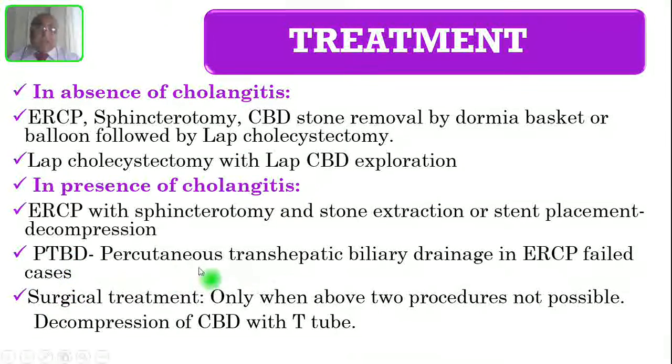That is, under ultrasound guidance, you can puncture the intrahepatic dilated biliary radicals with a needle, or you can put a catheter and you can drain the infected bile. You should do this PTBD only if ERCP fails. If both ERCP decompression and PTBD decompression fail, then you can do open surgery. You can do decompression of the CBD by doing a choledochotomy, and then you can put a tube there.